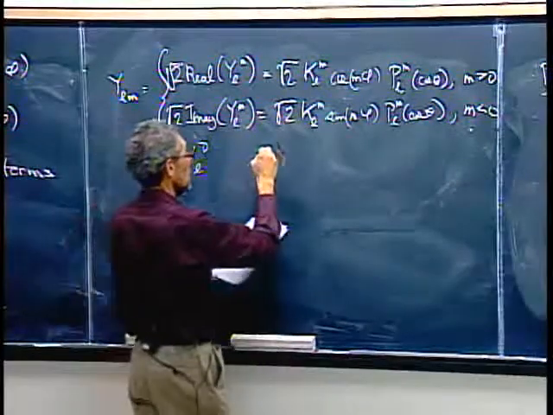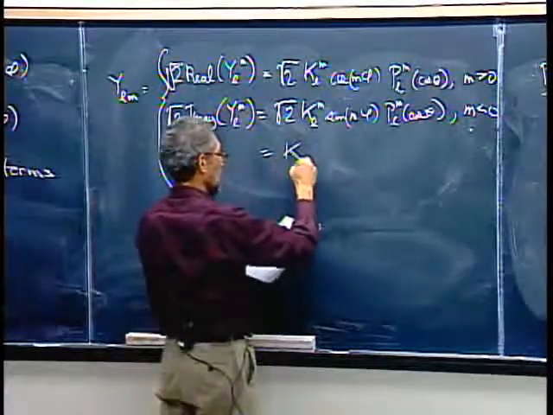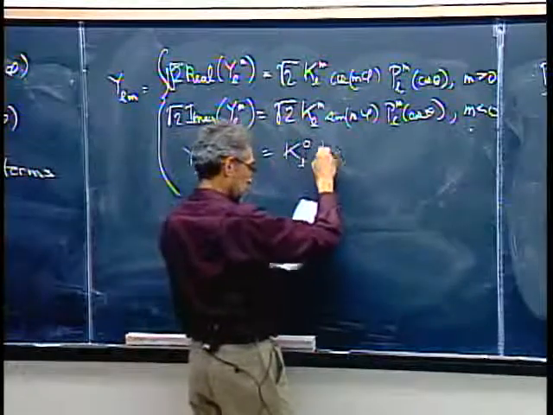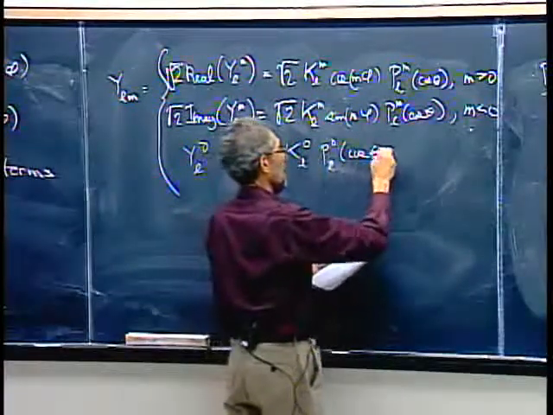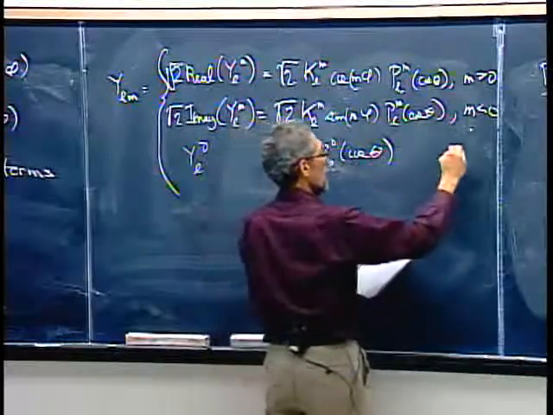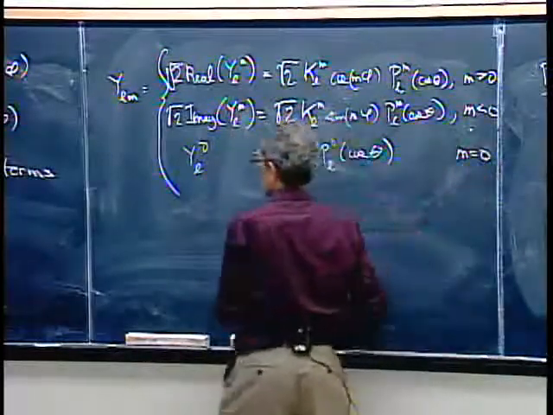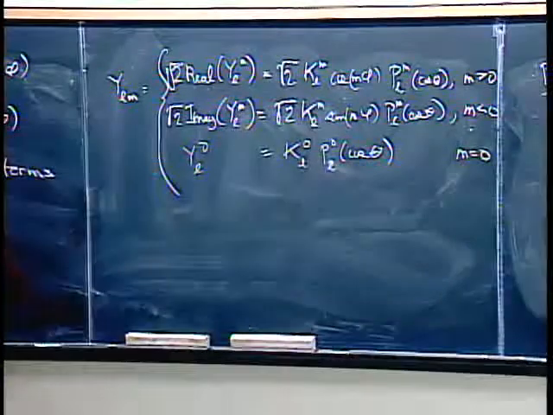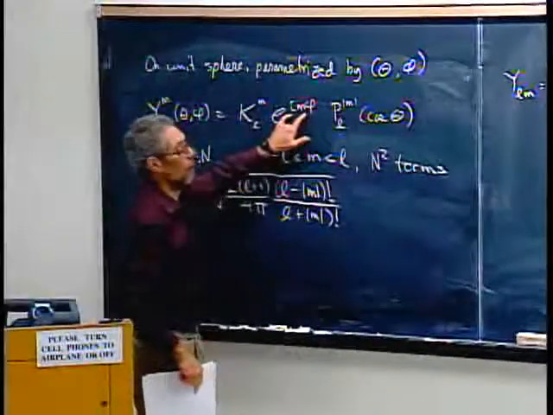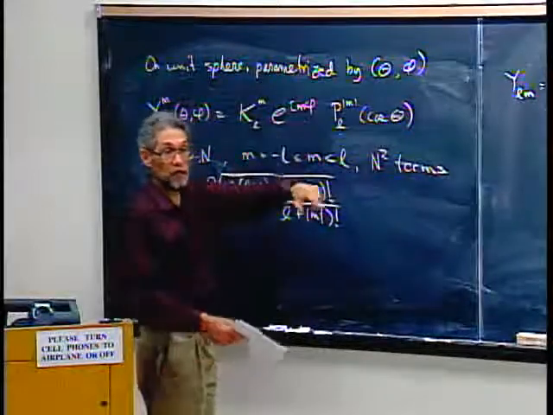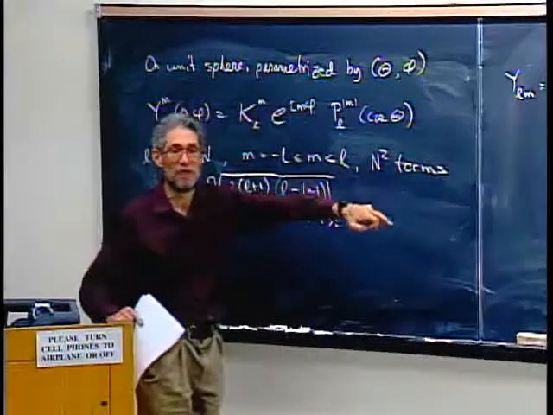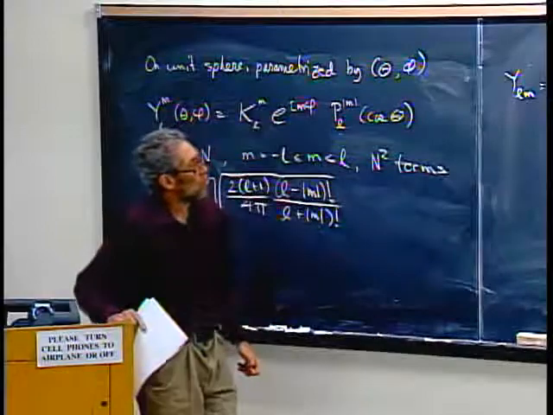And for m equals 0 it's just Y_l0, which is K_l0 P_l0 cosine theta, right? Because if m equals 0, this is e to the 0 power, which is 1, and we're not getting an imaginary part anyway. Just like in the Fourier series, where I made a special term for that.